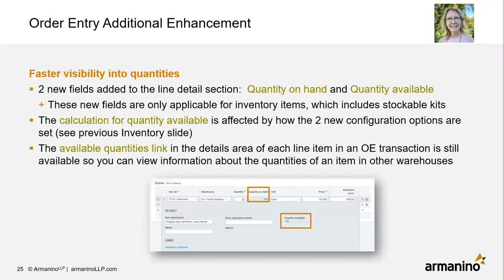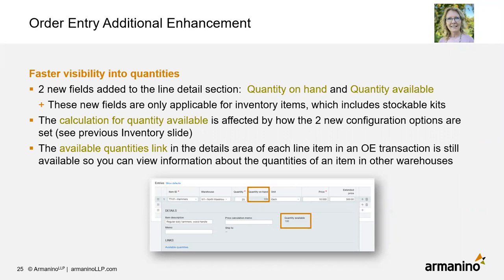Related specifically to order entry, there are 2 new fields in the details section of order entry now, quantity on hand and quantity available. They are only available for inventory item types, which of course does include stockable kits. So that's a nice feature.